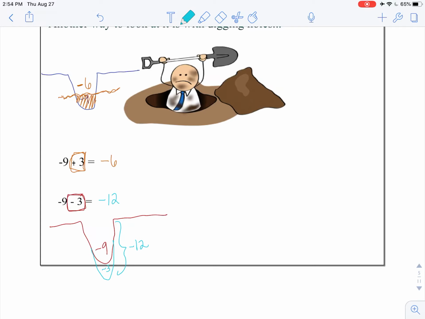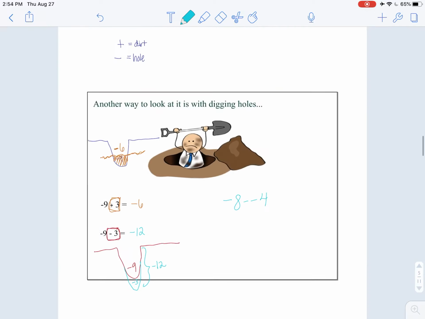So I'm digging out more dirt. What I want you to do is to pay attention to what we do next. -8 minus a -4. And we're going to talk about this because, again, that minus and negative is very important. Okay? I'm not saying you have to visualize dirt every time you do subtraction or addition with integers, but it's going to help.